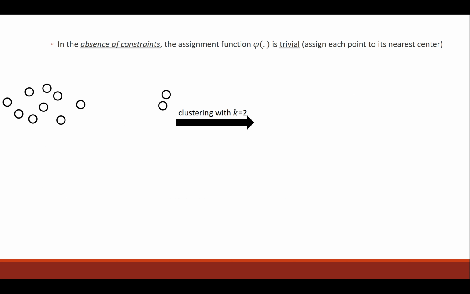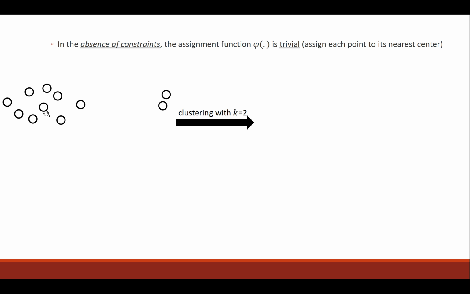Now, we spoke about the assignment function, which assigns points to centers. In fact, it may seem unnecessary because, as we said, each point is simply assigned to its closest center. And this is in fact true. So, in the absence of constraints, the assignment function phi is trivial. Simply, we assign each point to its nearest center.